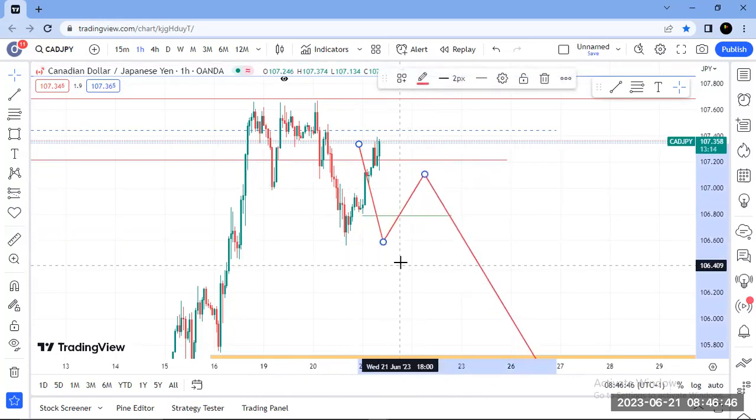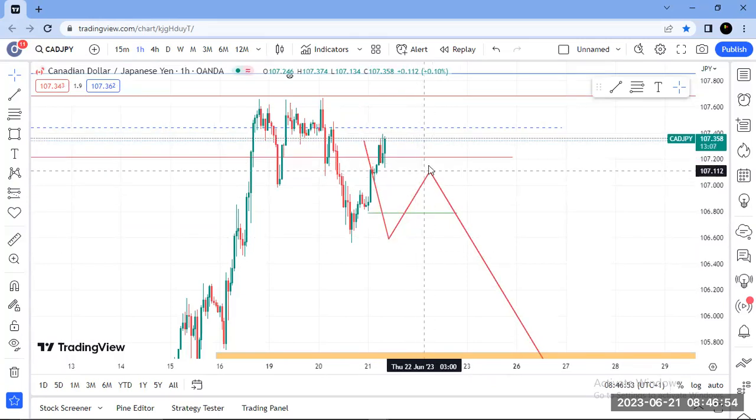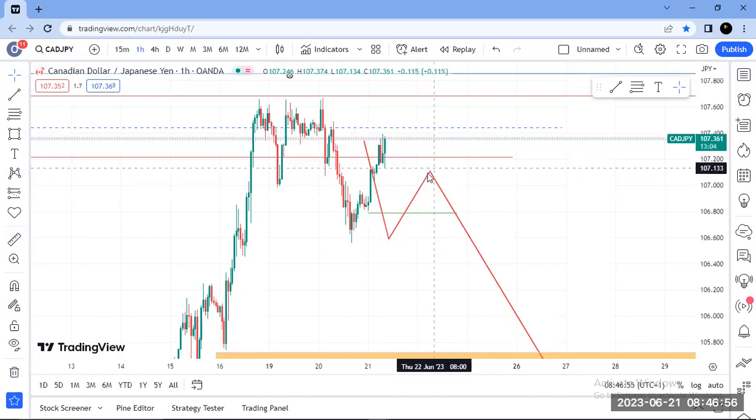So this is the end of the live trading session. These are the setups I am waiting for, I'm eyeballing. So you can look at this in New York session.